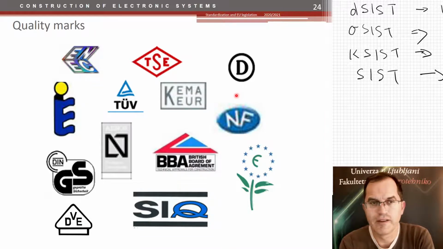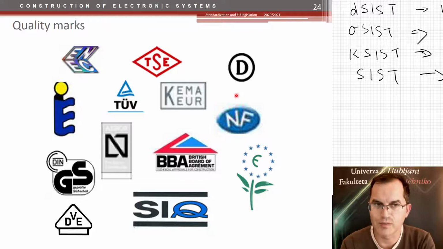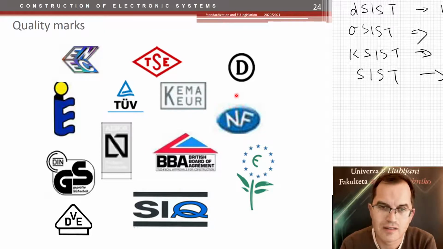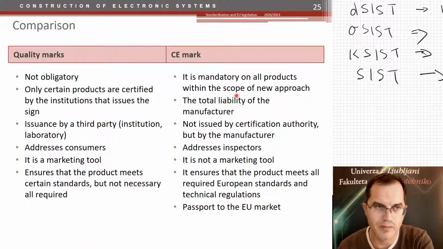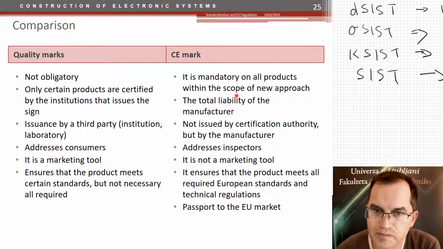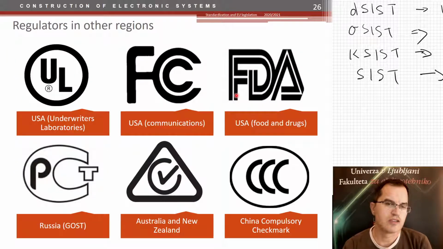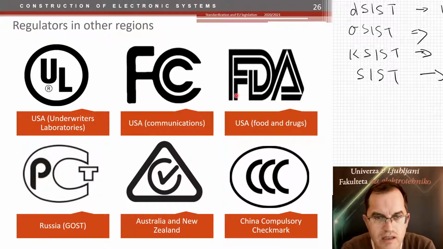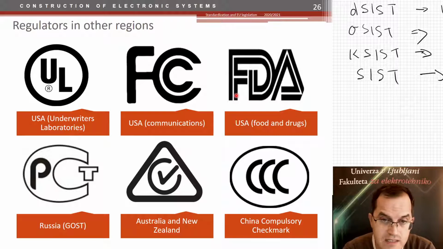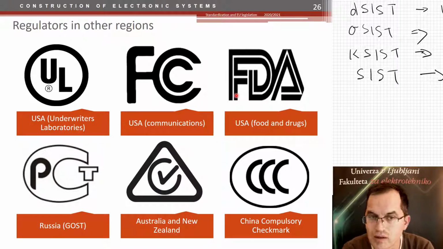Quality marks are something completely different. They are not the passport for EU market. They're just telling how good the product is, nothing else. And here you can read all the comparison I've been more or less talking about. In other regions, we have other regulators, like in USA, you have UL or FCC, FDA for food, Russia, Australia, and China as well. So each region now has its own passport mark for the goods to be able to be on that market.